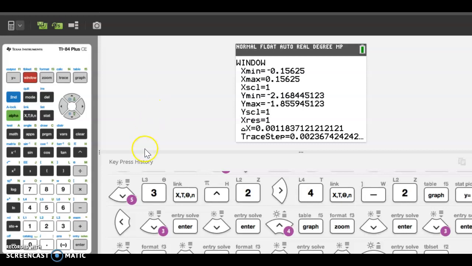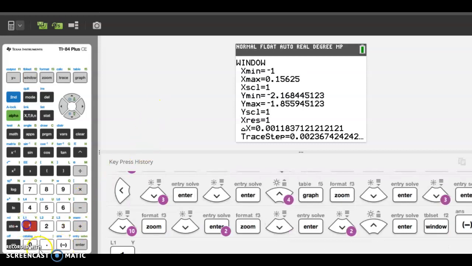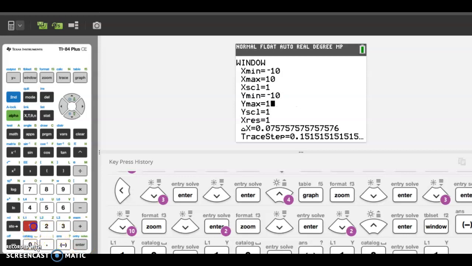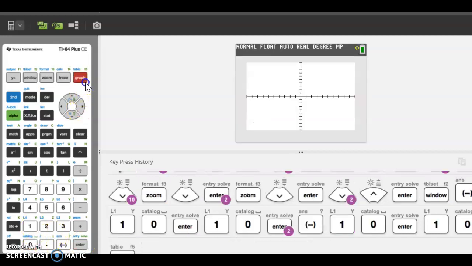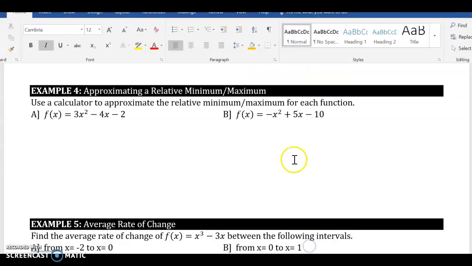Because if you look at the overall graph, you might say, well, how do you go back to normal? Well, go to window, make your mins -10 and your maxes 10 for the x's and the y's. And if I graph it, then it goes back to normal. Okay, so there's my graph. I don't think I have a local min or a local max.